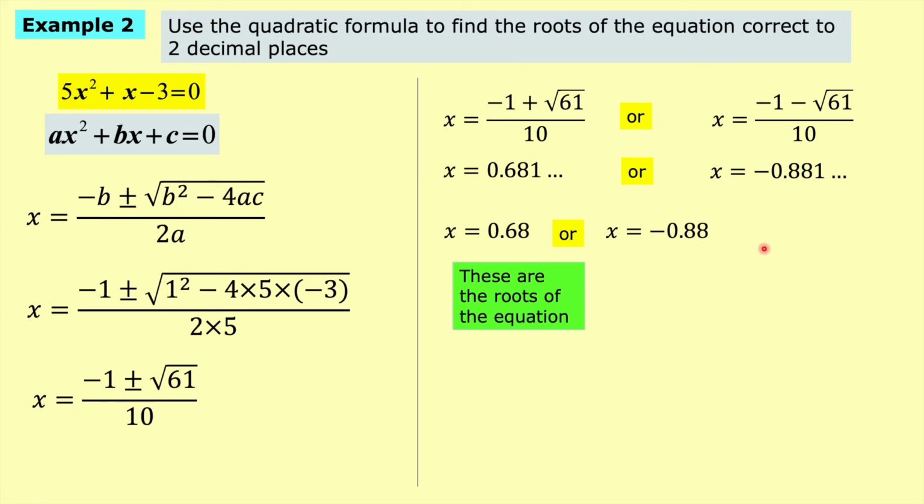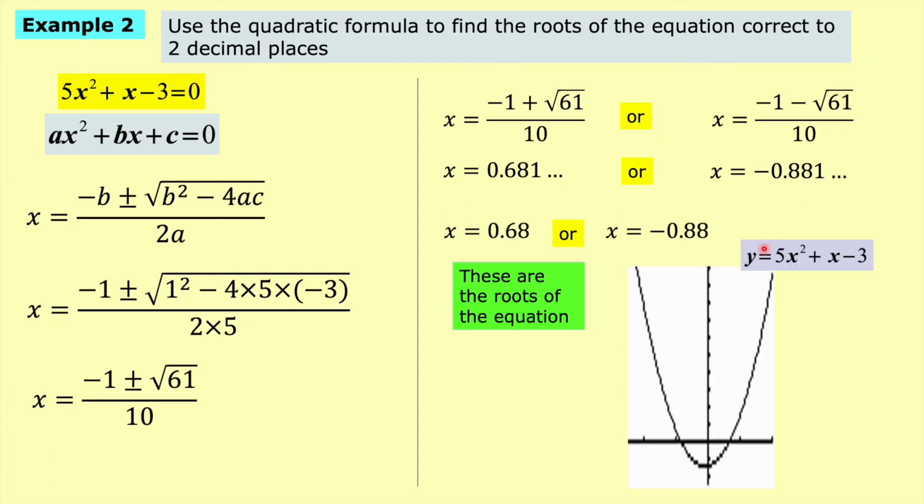And just to see what this looks like when we draw the graph, here we've got the function 5x squared plus x subtract 3. Our two roots, x equals negative 0.88 and x equals 0.68. So again, it's good to have a second example copied into your notes drawer, so just pause this video now if you need to do that.